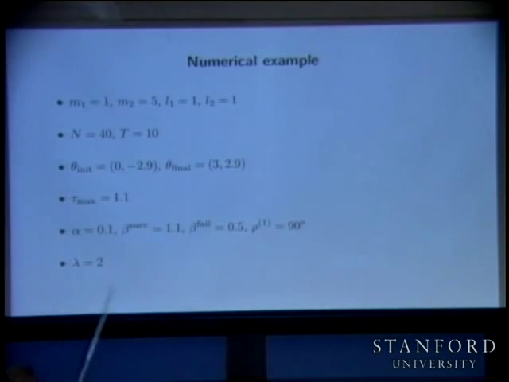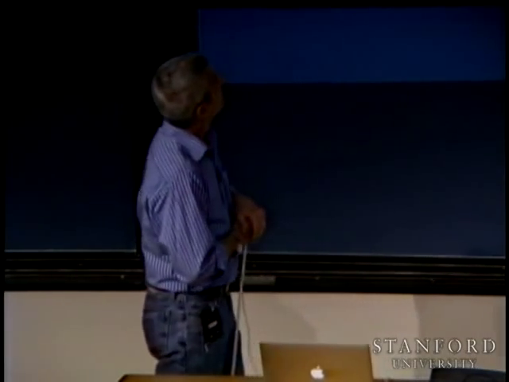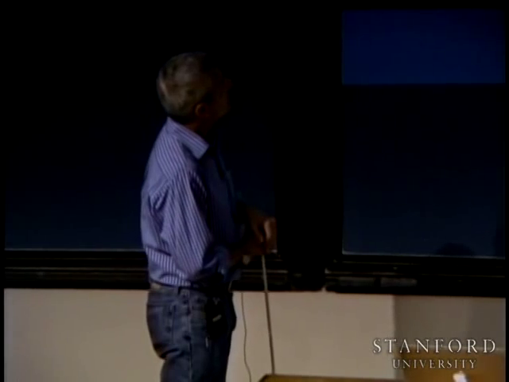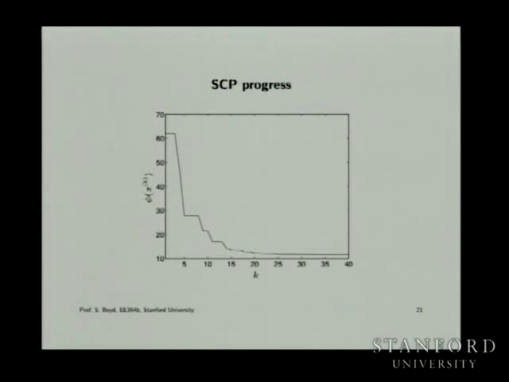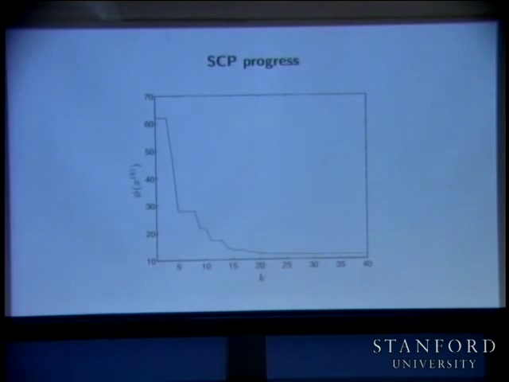And then we take lambda equals 2. That was apparently large enough to do the trick. And so the first thing you look at is the progress. And remember what this is. This combines both the objective and then a penalty for violating physics. You have a penalty for violating, actually, just physics.